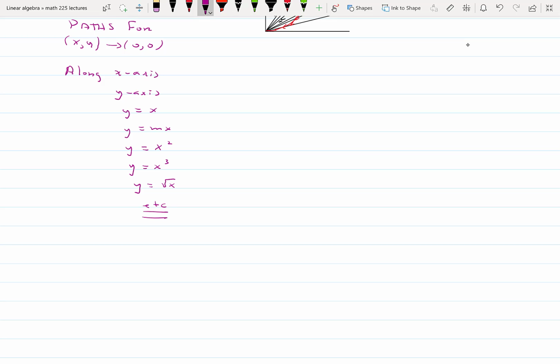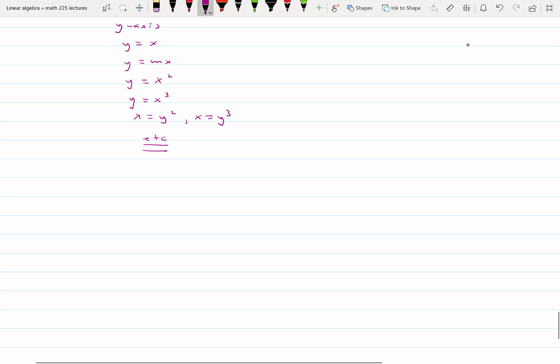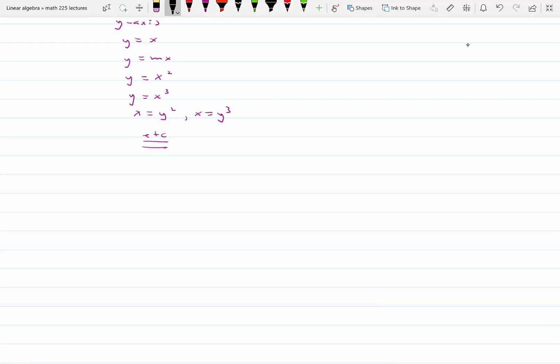There are simple limits. In fact, before I go there, I said y equals the square root of x. You might want to write that a little differently. Maybe x equals y squared, then x equals y cubed, etc. That's a little better way to think about it. Okay, there are some limits that are simple to evaluate. They don't happen very often because the point is to consider limits that don't exist.